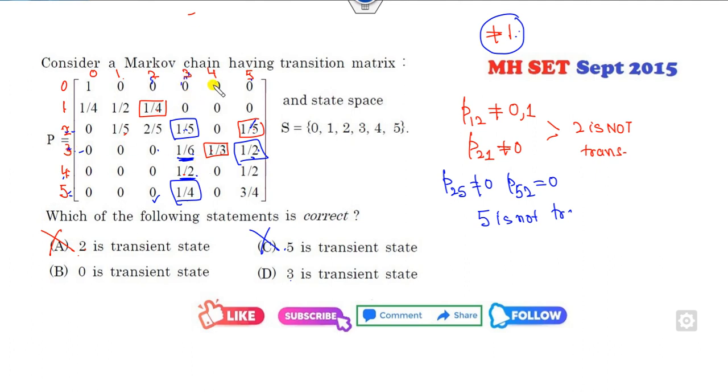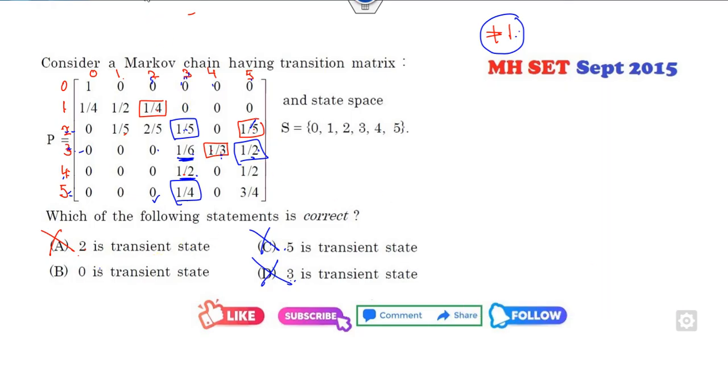But you can see 3, 4 is my non-zero. 4, 3 is my non-1 and non-zero. But 3, 4 is also my non-zero. So that means 3 is my not transient. So the only transient is my 0. 0 is my transient state.